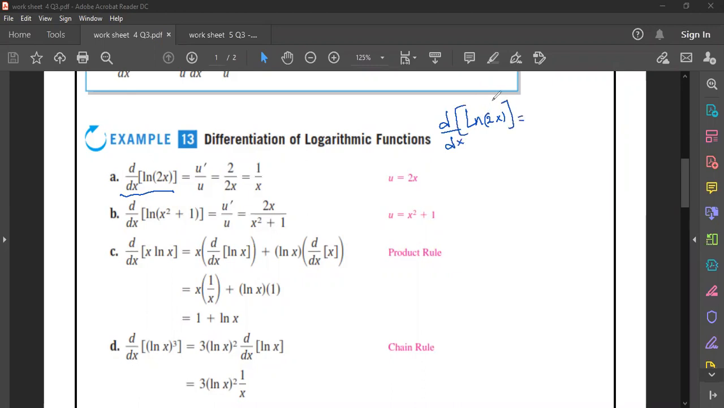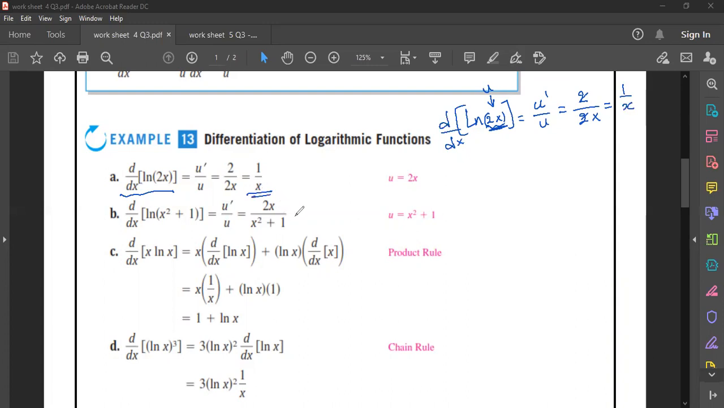Where is the inner function? As you see, the inner function here is u. The derivative of any natural logarithmic function, or a composite function like ln of another function, will be u prime over u. Here u is 2x. What is the derivative of 2x? It is a linear function, so it will be 2 over the inner function, which is 2x. Simplify it, and it will be 1 over x.